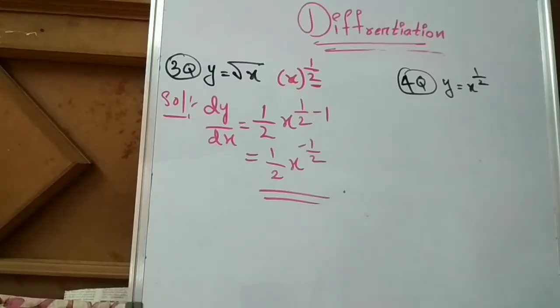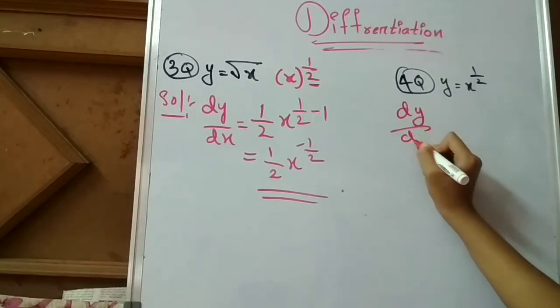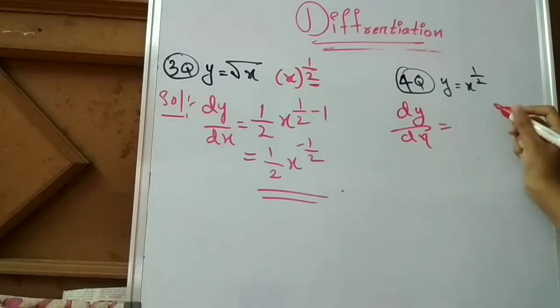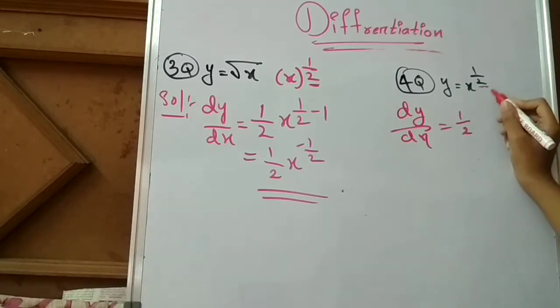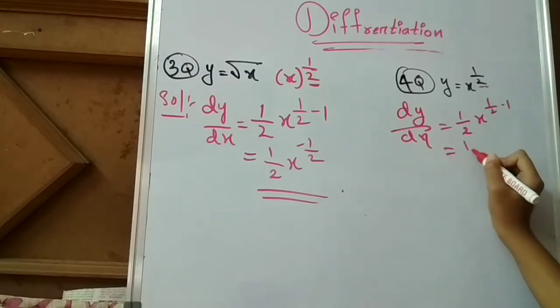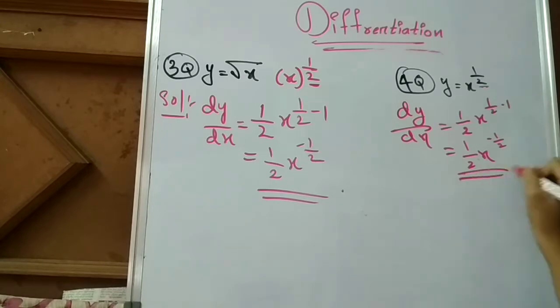Okay, let's do. So dy by dx will be, power is half, so half x, half minus 1 is minus half, so half x to the power of minus half. We got the same answer. Either way, root x means take x to the power of half. Okay, so that's easy. Now let's move on.